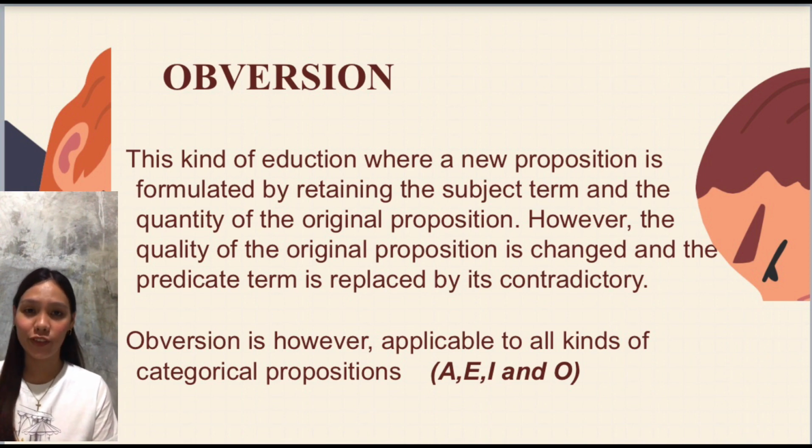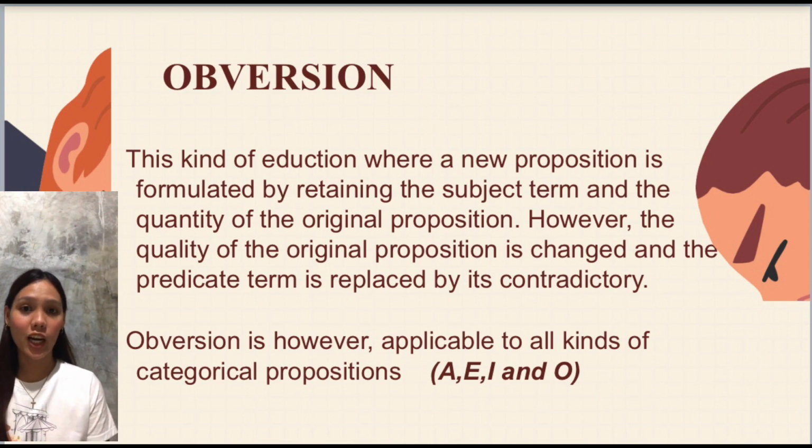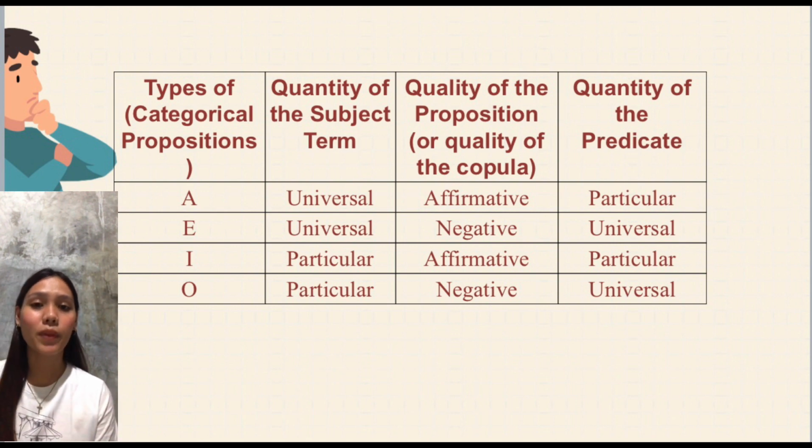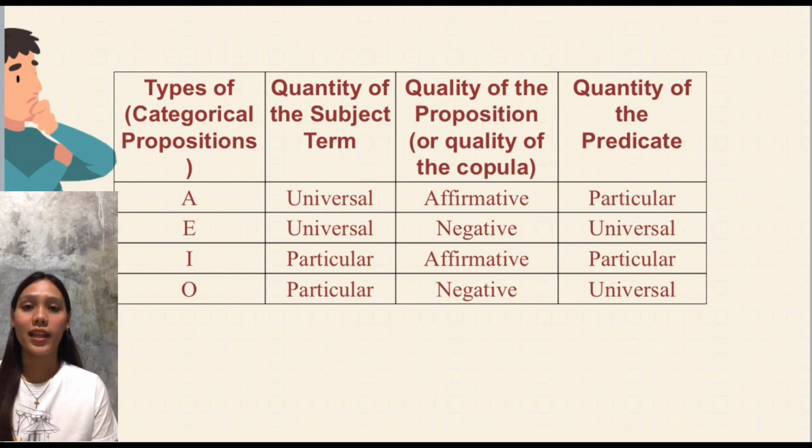So here are the different types of categorical propositions. The A proposition stands for the universal affirmative, where the quantity of the predicate is particular. The E proposition is for the universal negative, where the quantity of the predicate is universal. The I proposition is for the particular affirmative, where the quantity of the predicate is particular, and the O proposition is for the particular negative, where the quantity of the predicate is universal.